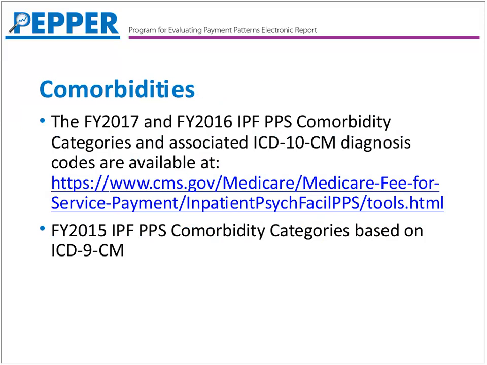Just a note about the comorbidities, the codes or the diagnoses that qualify as comorbidities are always included in the final rule. And so you can find those categories, the information, at the link that I've included here on the slide. And you also can find that information in our PEPPER User's Guide.